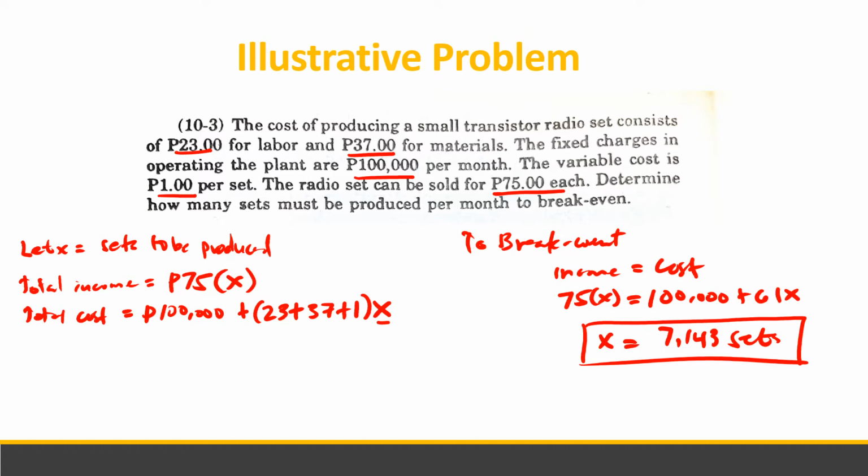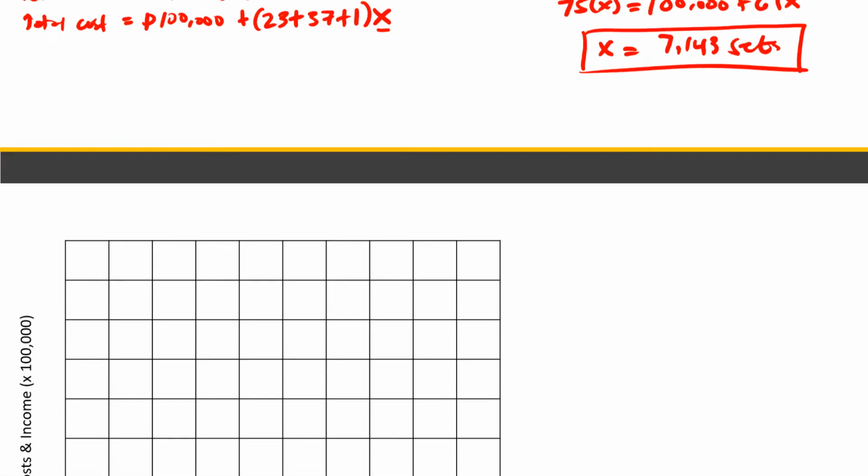So by graphical solution, we will plot the cost and income versus the number of sets. So costs and income, since malaking amount natin, we will do this in multiples of 100,000. So 100,000, 200,000, 300, 400,000, 500,000, 600k, 700k, and 800,000. So sa sets naman is multiples of 1,000. So 1,000, 2,000, 3,000, 4,000, 5, 6, 7, 8, 9, until say 10,000.